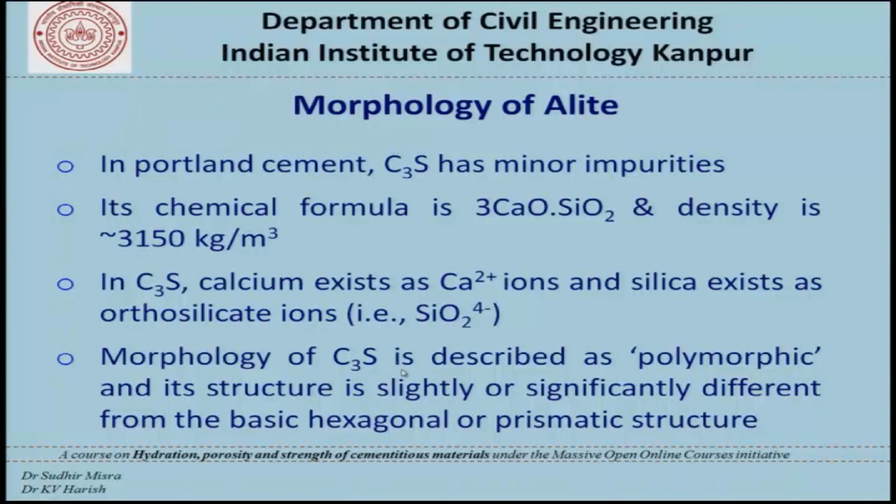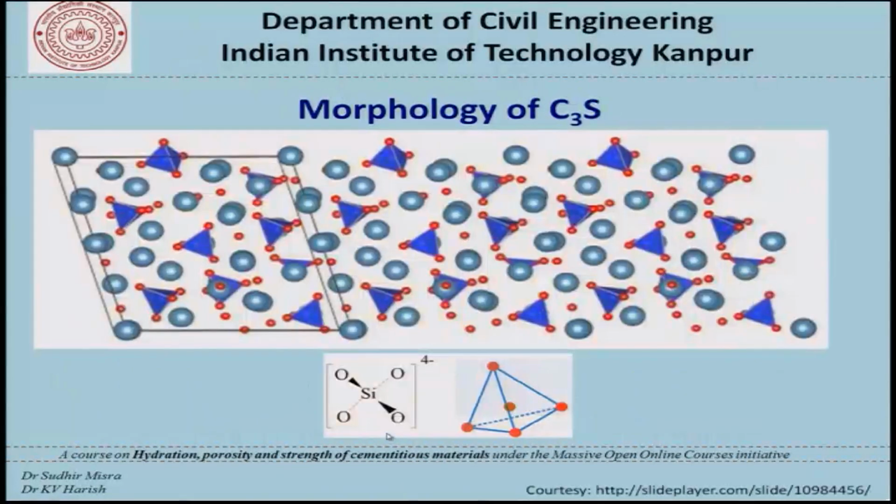Morphology of C3S is described as polymorphic, which means you have different morphologies, and its structure is slightly or significantly different from the basic hexagonal or prismatic structure. So, morphology details of C3S is provided, where the orthosilicate ion is shown here, and you have the silicon atom bonded to 4 oxygen atoms in a tetrahedral manner, and in the main structure you will not just see this. You will also see the tetrahedral arrangement along with the calcium ions bonded to each other.